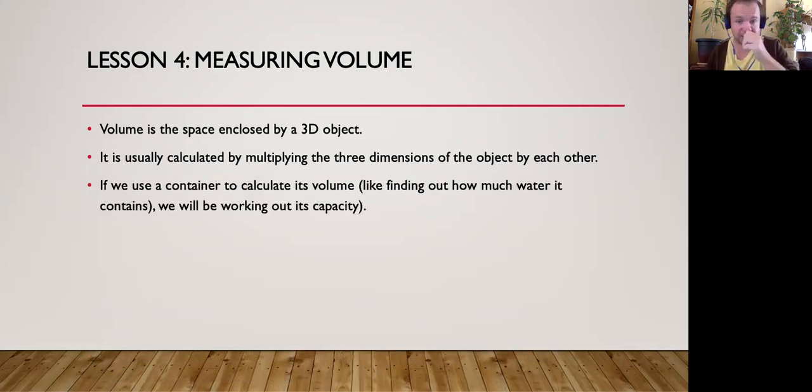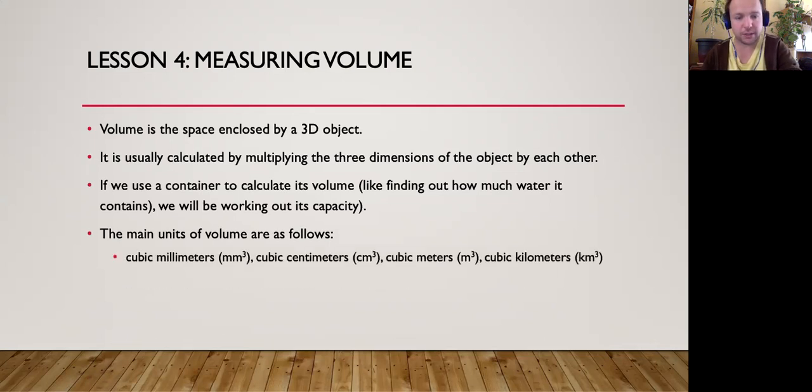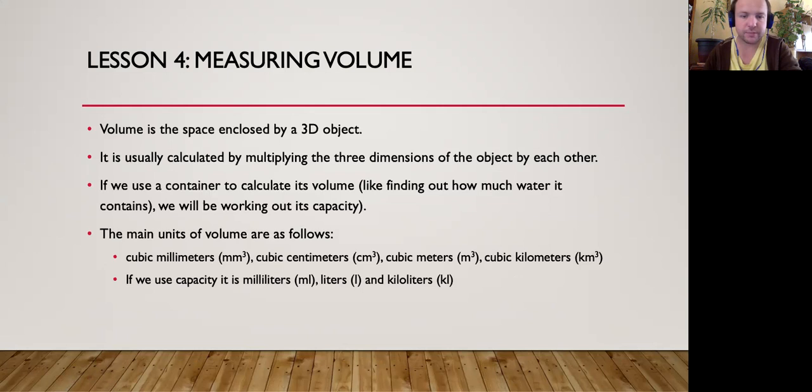Right, if we use a container to calculate its volume, in other words, when you're looking at a liquid type of volume, we're basically working out the capacity. The main units of volume are as follows: cubic millimeters, cubic centimeters, cubic meters, and cubic kilometers. If we use capacity, it will be milliliters, liters, and kiloliters. Now you'll find that in grade 11, we're going to use more of the capacity units instead of the solid units.